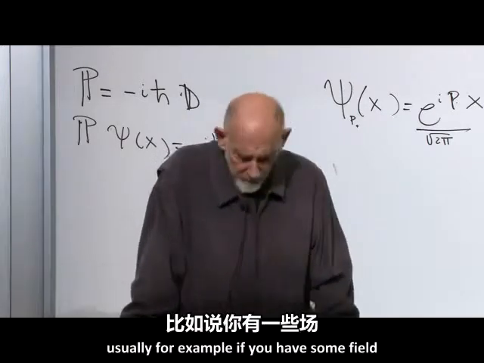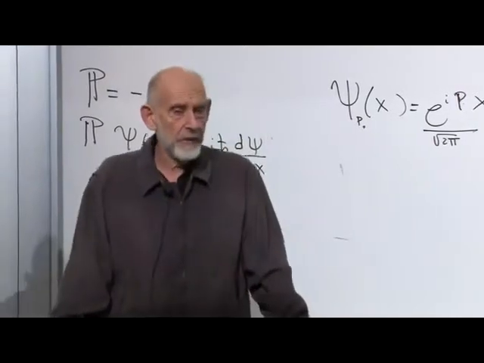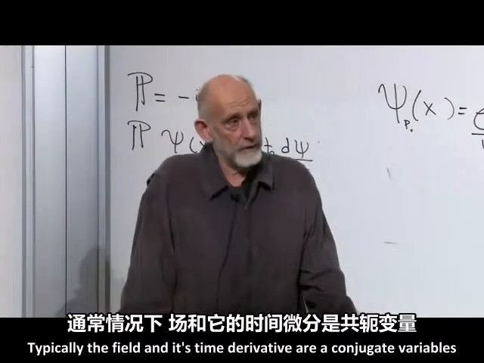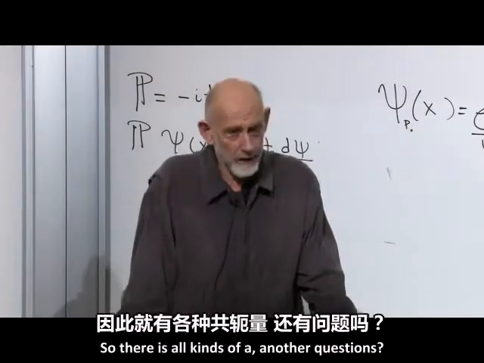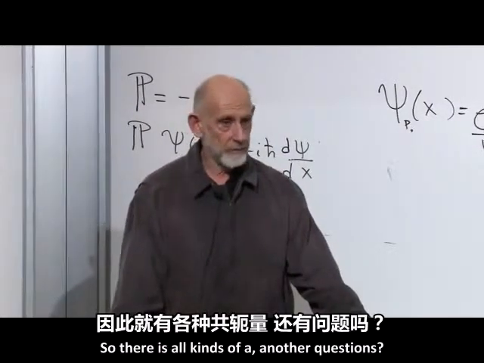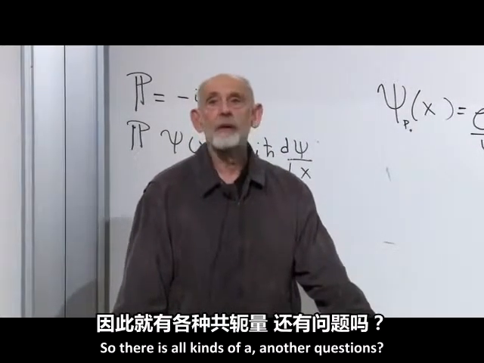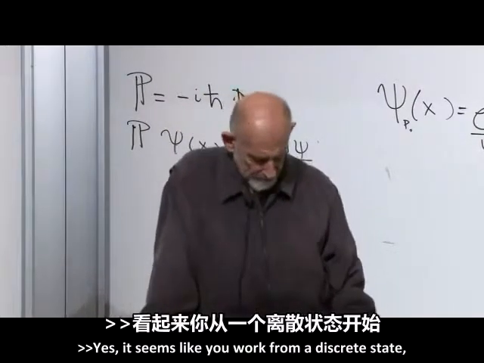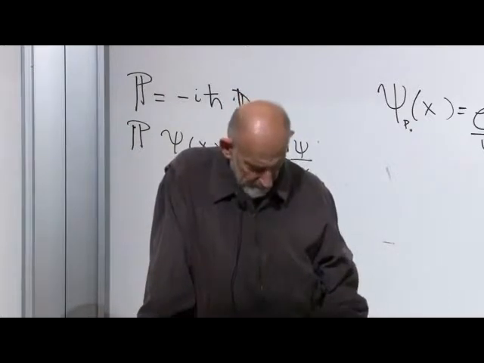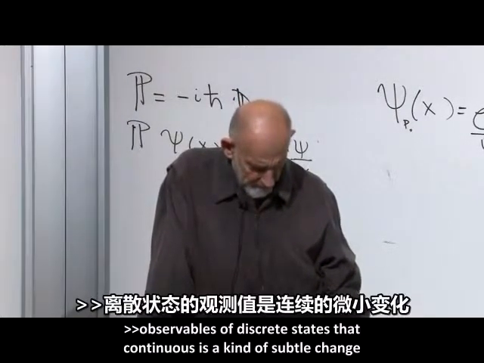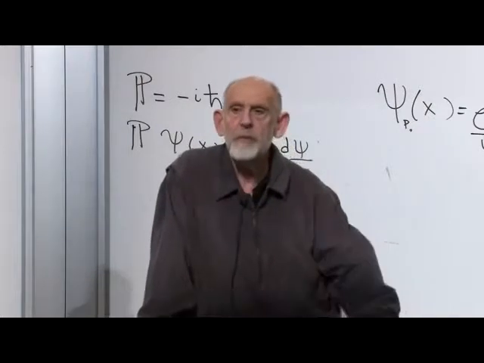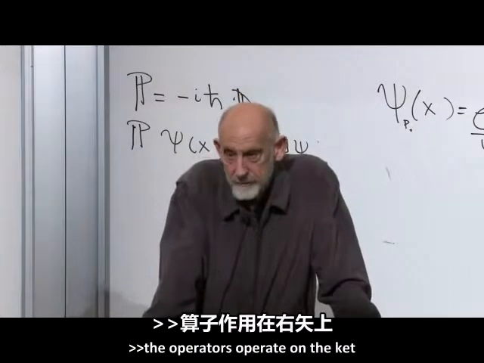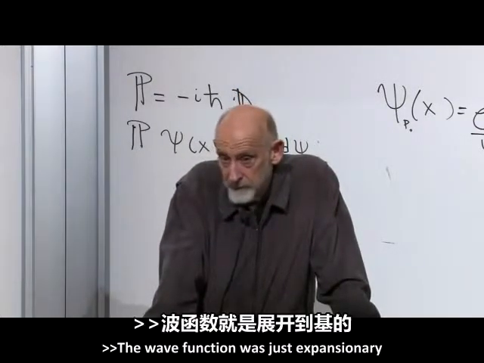Usually, for example, if you have some field, typically the field and its time derivative are conjugate variables. So there's all kinds of them. Any other questions? Yes. One thing, it seems like when we went from observables with discrete states to continuous, there's a kind of subtle change in representation in the following sense: in the discrete case, the operators operated on the kets. The wave function was just an expansion coefficient.